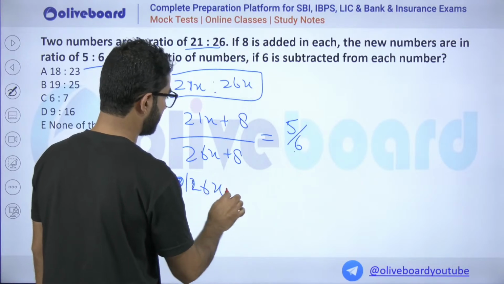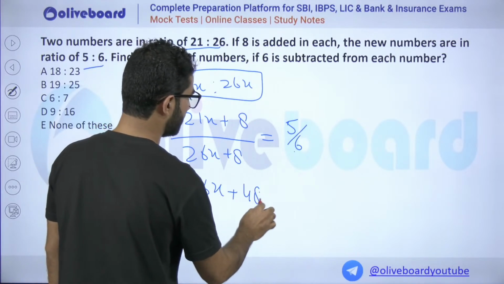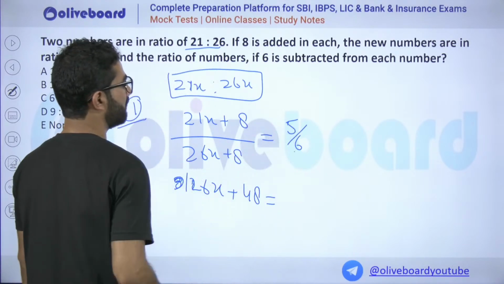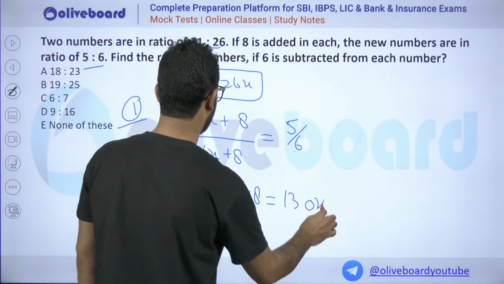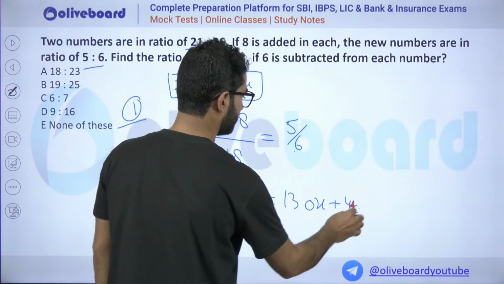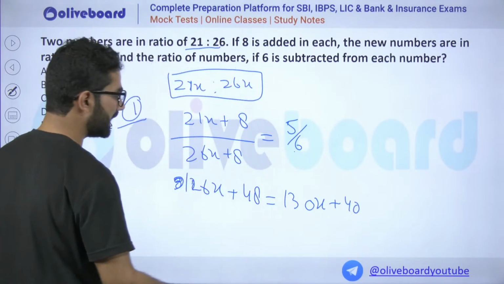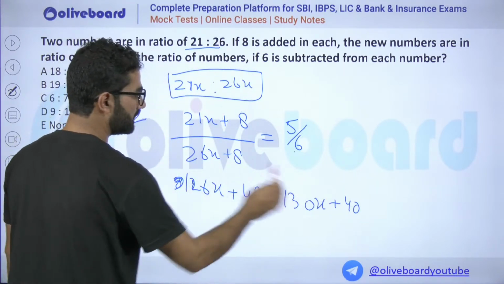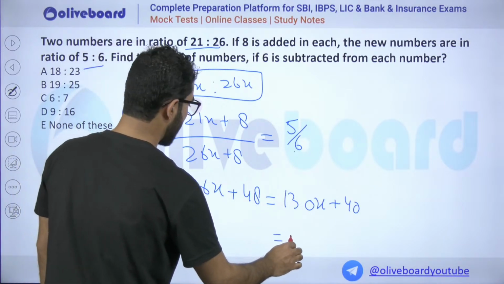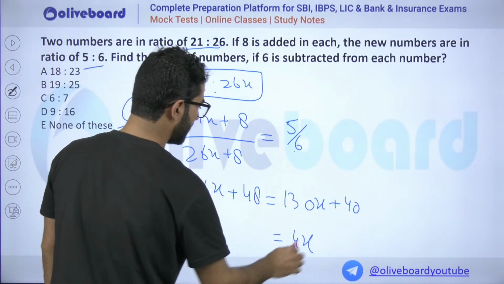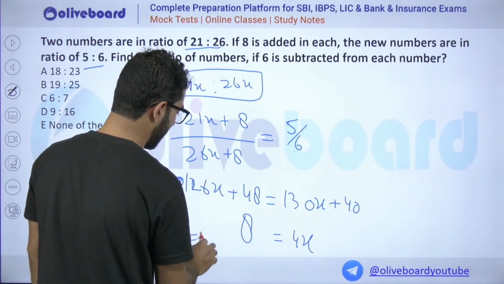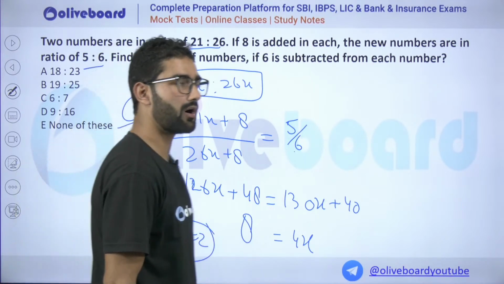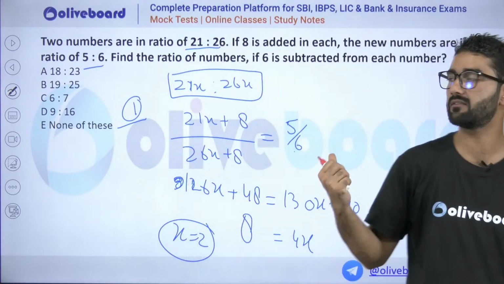126x plus 48. Okay, now that will be how much? 130x plus 40. Okay, now rearranging this, taking this to this side, I get that 4x is nothing but 8. I can write x will be the value 2. You got the value, you got the factor x, that is 2.